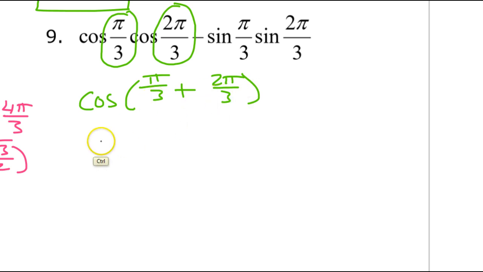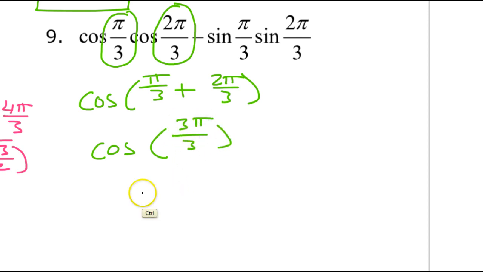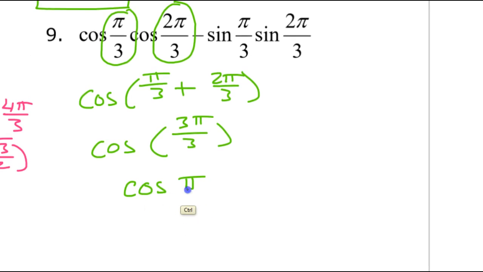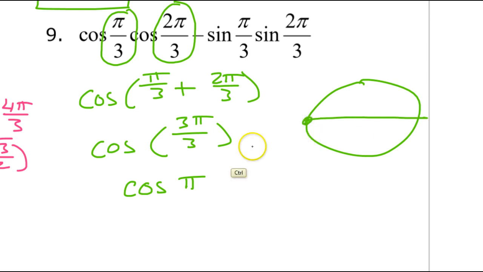All right, these have like denominators, so I can go ahead and add these together very easily. This would be the cosine of 3 pi over 3. Now these 3's will cancel each other out, so that will just be the cosine of pi. And we are supposed to evaluate this to find the exact value. So I won't stop here. The cosine of pi, so here's pi right here. Cosine is an x value, so the x value here is -1. So that is the final answer.